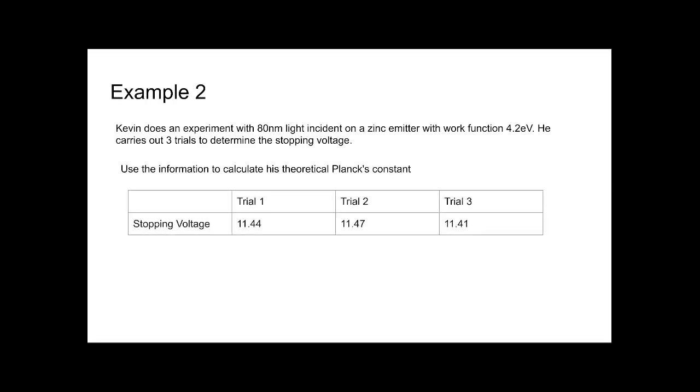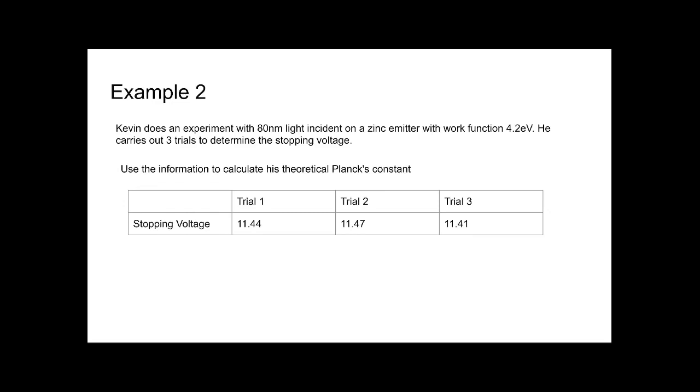Now have a look at example number 2. Kevin does an experiment with 80 nanometer light incident on a zinc emitter with work function 4.2 electron volts. He carries out 3 trials to determine the stopping voltage. Use the information to calculate the theoretical Planck's constant. Here are the 3 trials: stopping voltage, trial 1 is 11.44 volts, trial 2 is 11.47 volts, and trial 3 was 11.41 volts. We'll give this question a try, and when you're ready, keep watching the video to find out the answer.